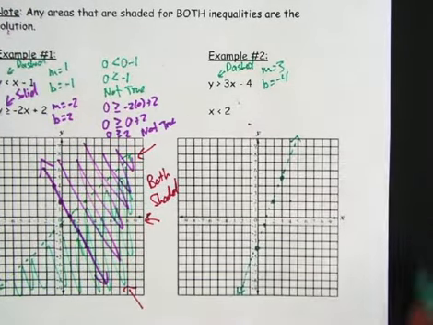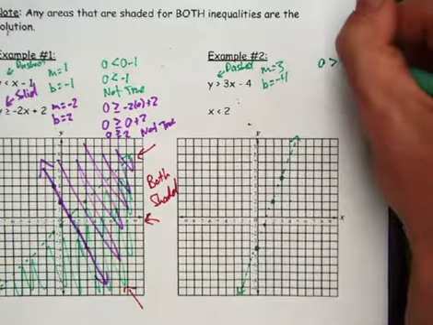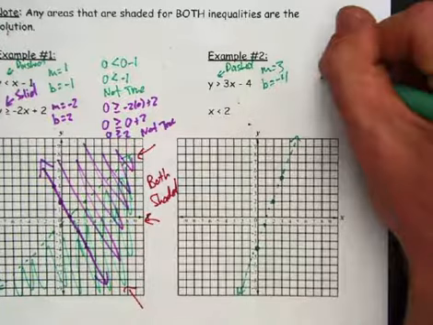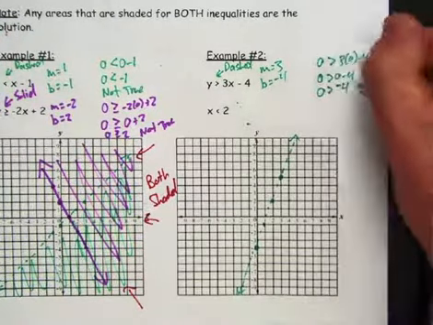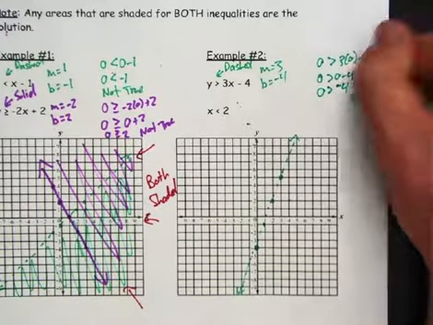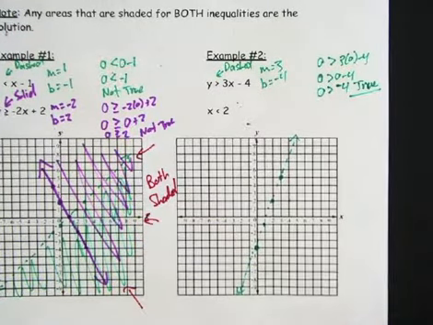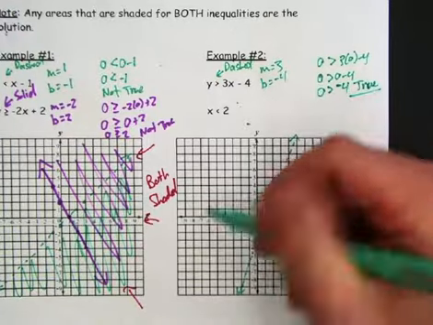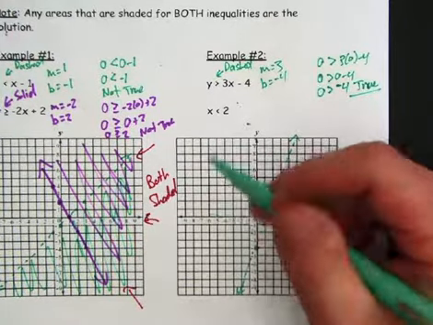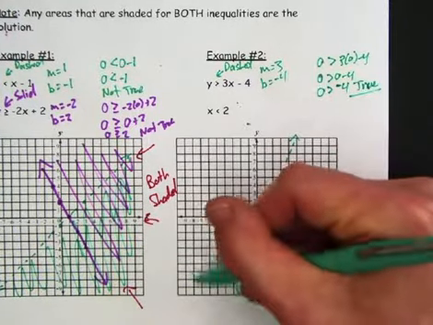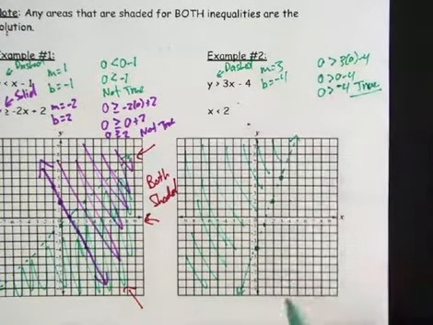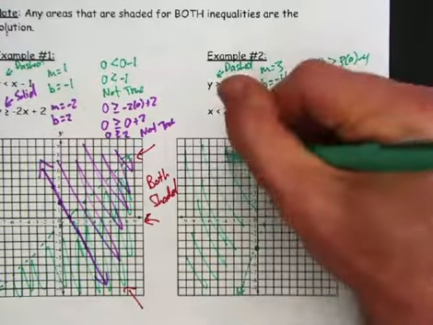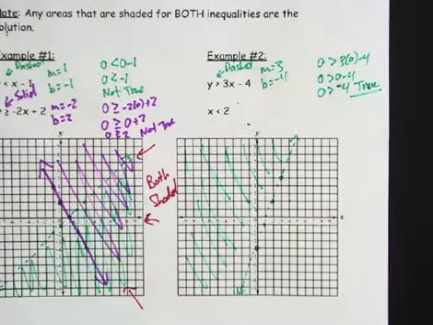Okay? Plug in 0, 0. 0 greater than 3 times 0 minus 4. 0 greater than 0 minus 4. 0 greater than negative 4. That's true. Right? That's true. And so we're going to shade the side that has 0. Shade the side that has 0. Hope you can see that. It's a little bit light.